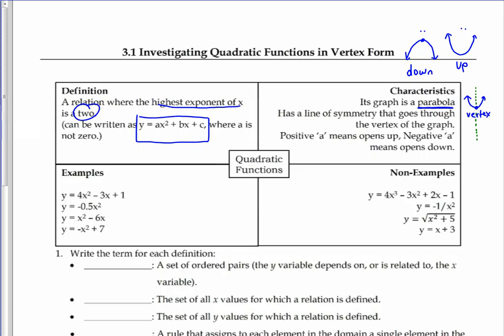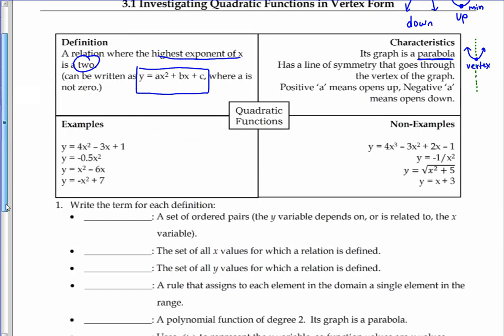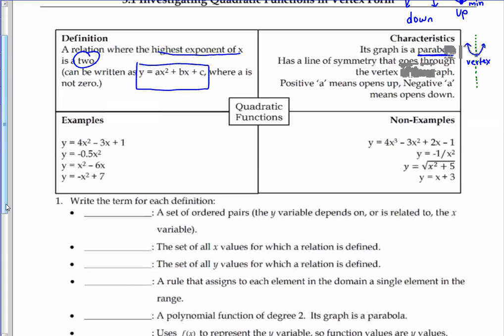So it can open up, or it can open down. And so the vertex will be a minimum if it opens up. It'll be a max if it opens down. Okay, examples of equations that are quadratics. What do all of these have in common here? The biggest exponent on x is a 2. Okay, an x squared.